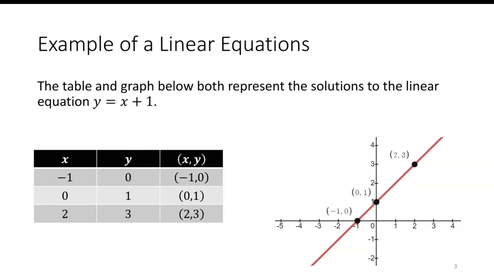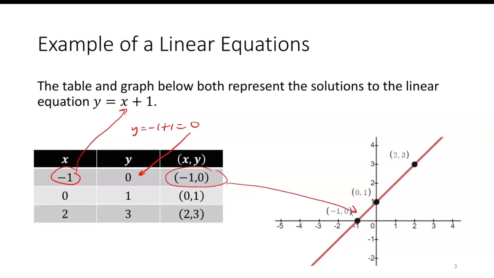For another example, the table and graph here both represent solutions to the linear equation y equals x plus 1. For instance, if we let x equal -1 and plug it in, I'll have y is equal to -1 plus 1, which is 0. That's what we get for the y coordinate. So we have this point where x is -1, y is 0, and we take that ordered pair and plot it in the graph.